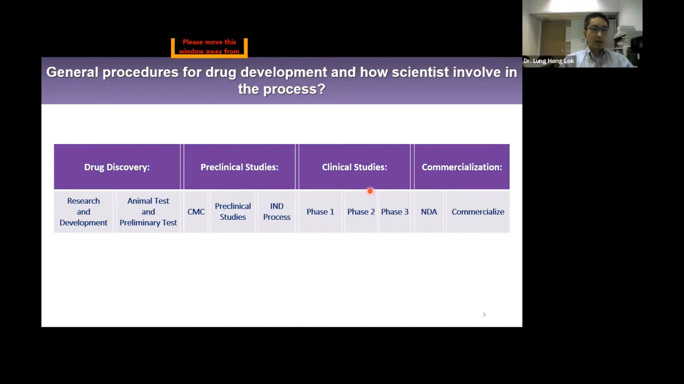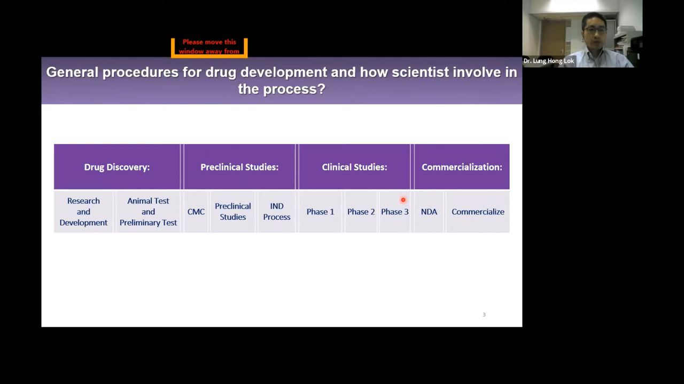And after the second phase, that will be followed by the phase three trial. But phase three includes more than thousands of patients, okay? Usually multi-center, right? So multiple hospitals will be involved in the phase three trial, right? In the phase three trial, of course, the drug efficacy will be determined.